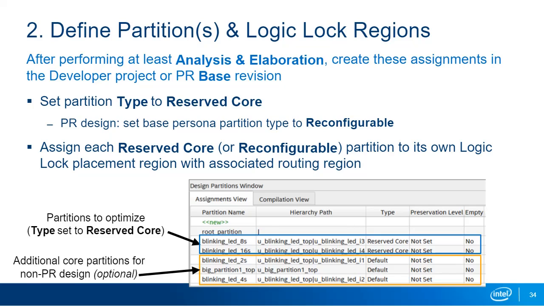Optionally, for a non-PR design, you can create additional core partitions for other parts of the design. You can optimize the logic in these partitions with incremental block-based compilation, or reuse them in another project with the core partition reuse flow. However, these additional partitions will not see the benefit of fast preservation unless they are also set to the reserved core partition type and assigned to their own logic lock regions.